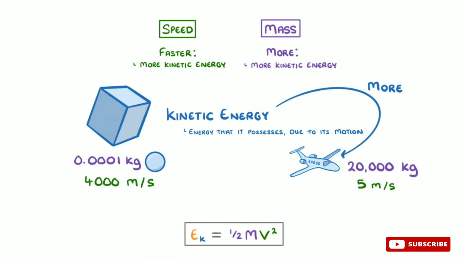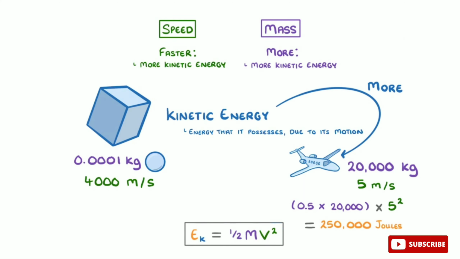For the plane, we do 1/2, or 0.5, times its mass of 20,000 kilos, times its speed of 5 squared. And remember that it's only the speed that's being squared, not the entire thing. So that gives us 250,000, which will be in joules, because we measure energy in joules. And we could rewrite it as 250 kilojoules, as the K just means 1,000.